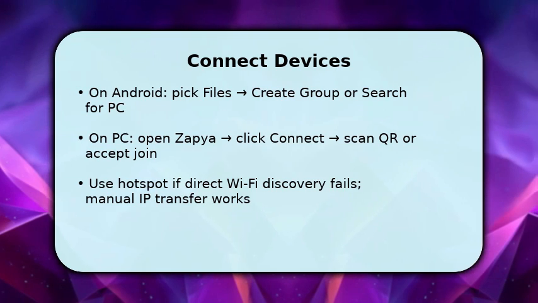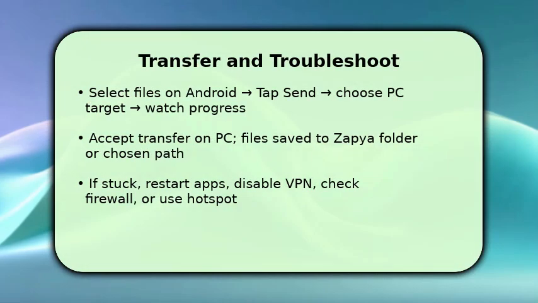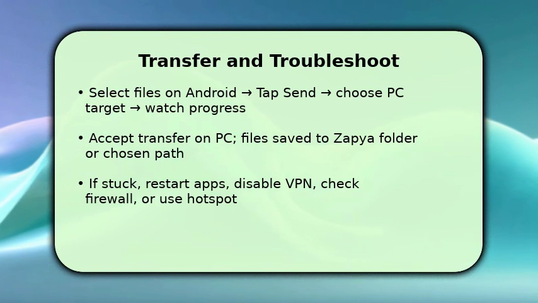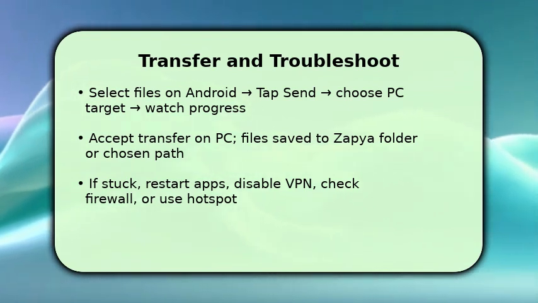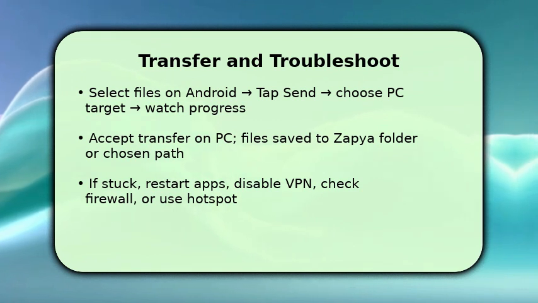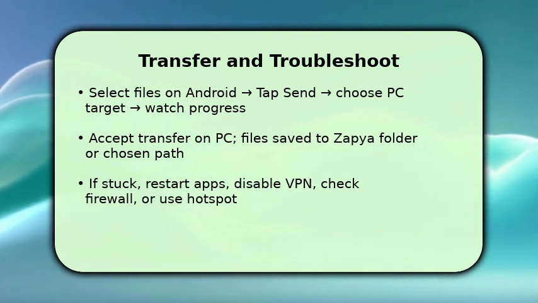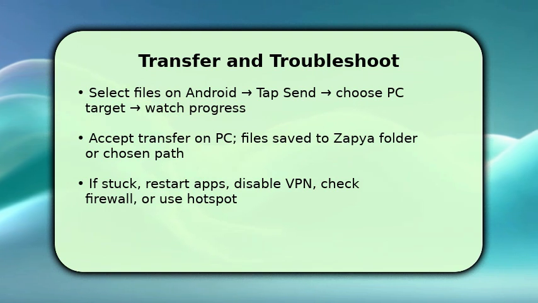You finish by selecting Files on Android, tapping Send, and choosing the PC as the target. Watch the transfer progress and accept on the PC when prompted. Files land in the Zapya folder or any path you selected. Verify file integrity after transfer.